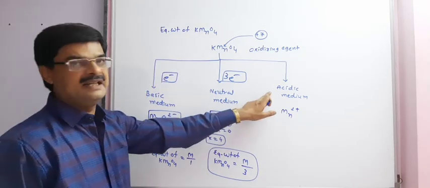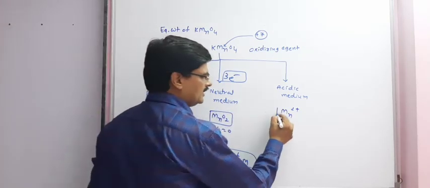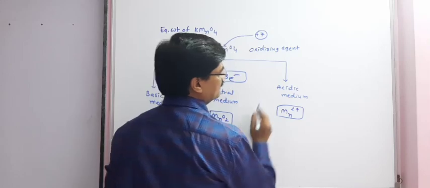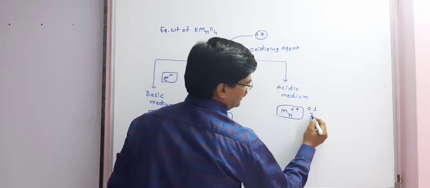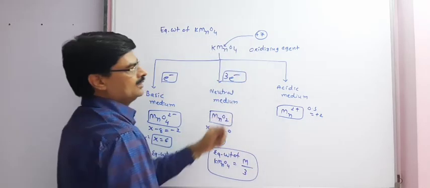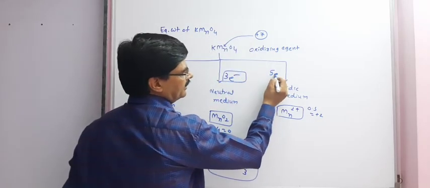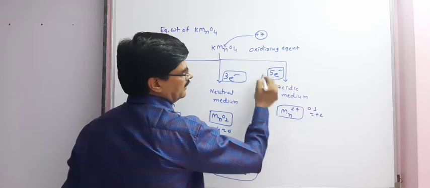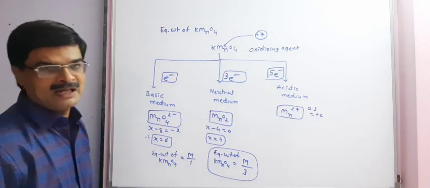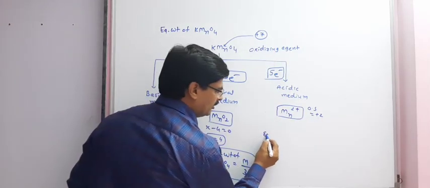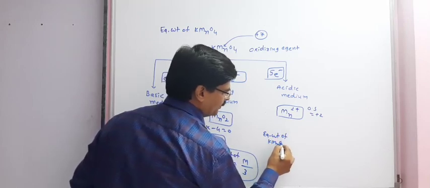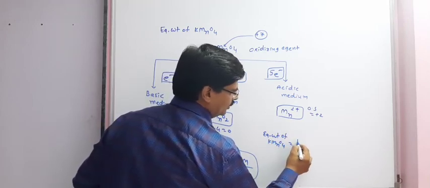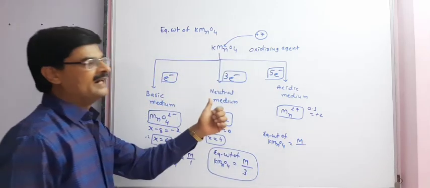And now, in acidic medium, as it converts to Mn2 plus, here it is plus 7 charge, here we have oxidation state plus 2. Therefore, number of transfer of electrons is 5 electrons. 7 and 2, margin is of 5 electrons. Therefore, equivalent weight of KMnO4 is equal to molecular weight divided by 5.